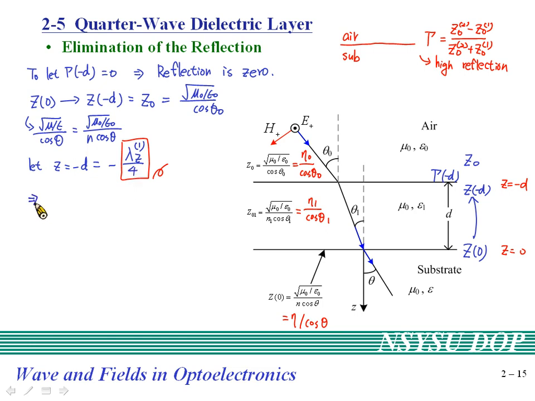easily obtain the wave impedance transformation to be Z of minus d is Z01 square over Z of 0. This result can be obtained in the previous session. If you have forgotten it, please go to the previous session to check. Take the value of Z01 and Z of 0 into this equation, then it can be expressed as this one.